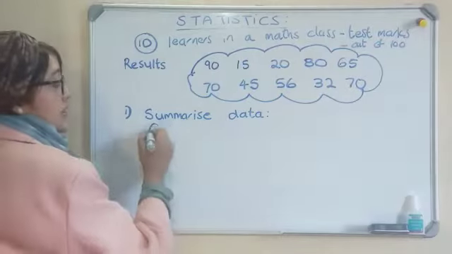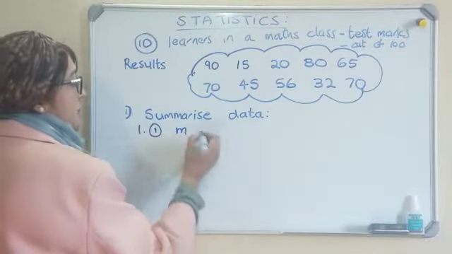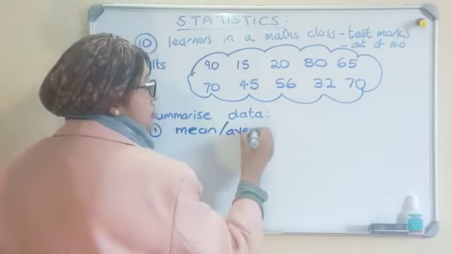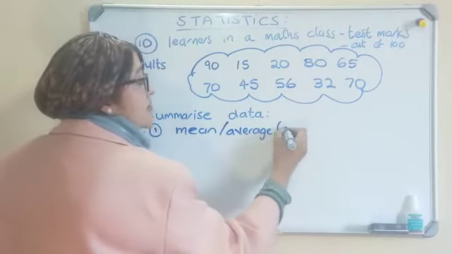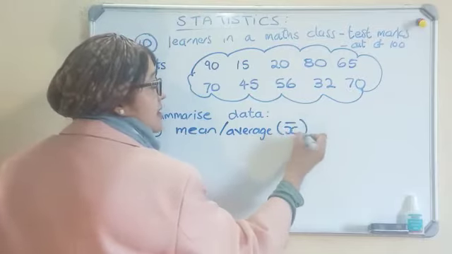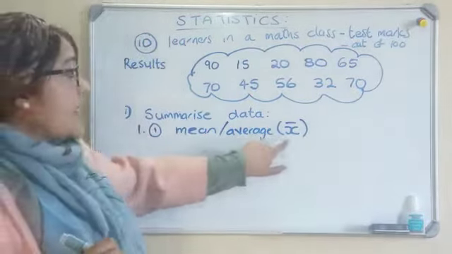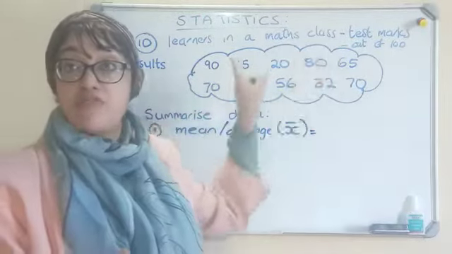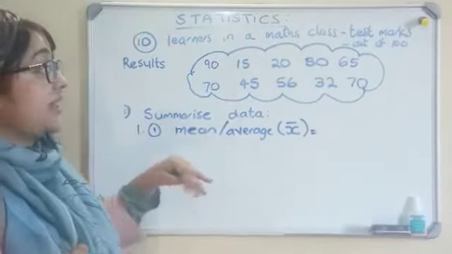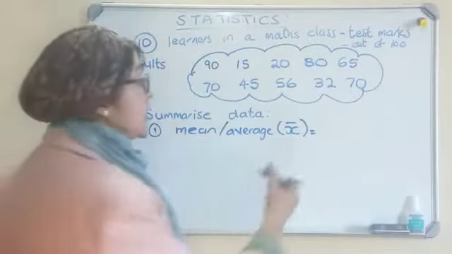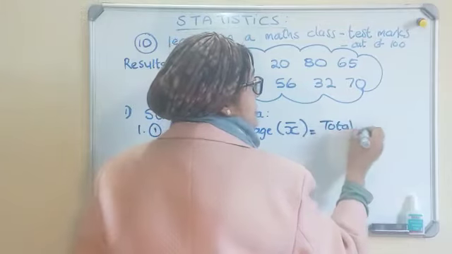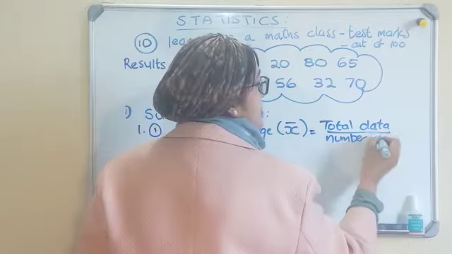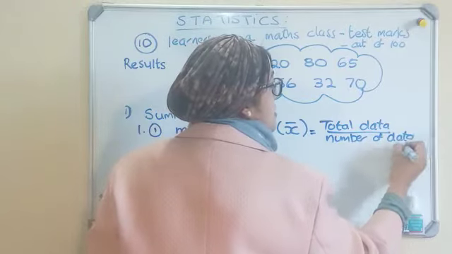The first one I'm going to calculate is the mean. Okay, so to calculate the mean, another name for mean is called average. Okay, and the symbol for average is an X with a line on the top. So the mean and the average is calculated by finding the total of the data divided by the number of data used. Right, so it's the total data divided by the number of data used.